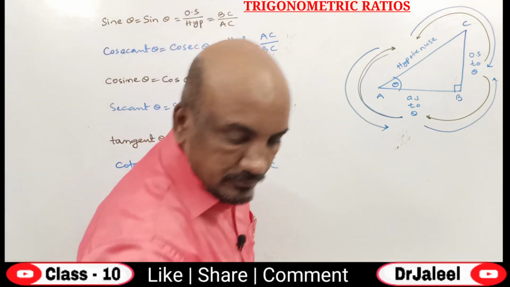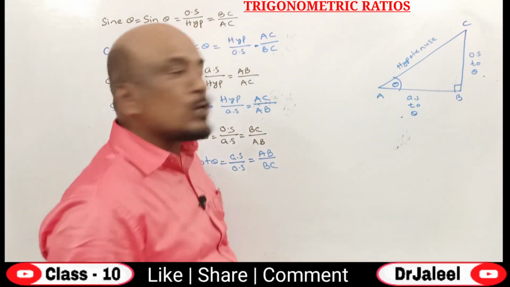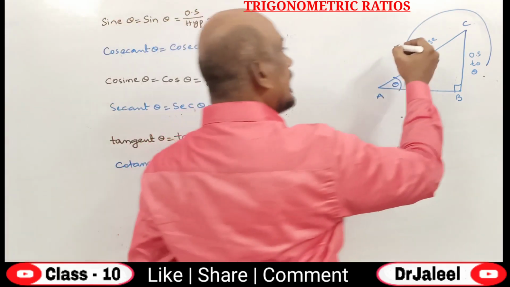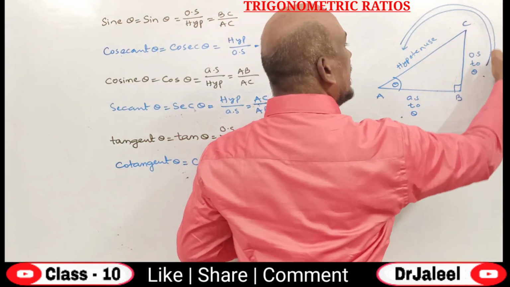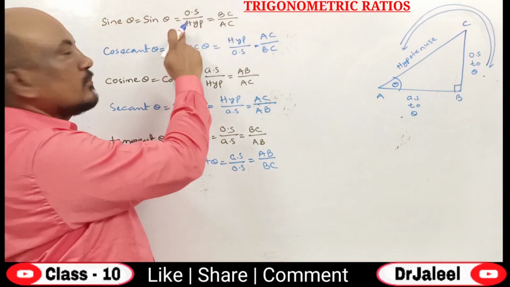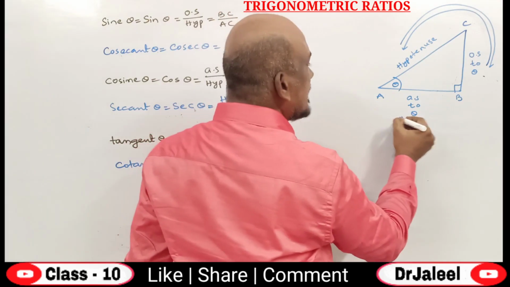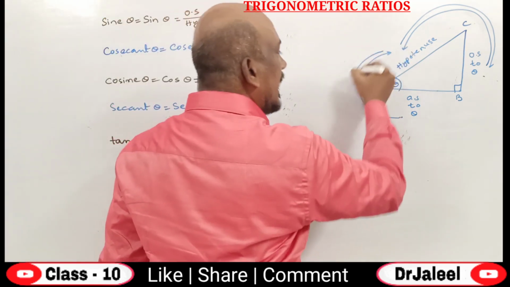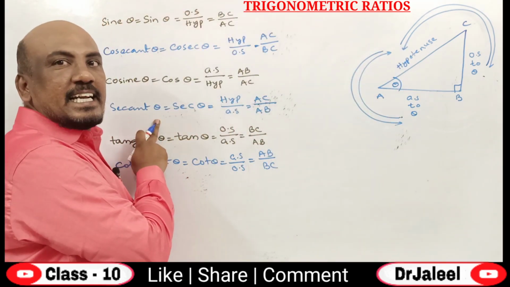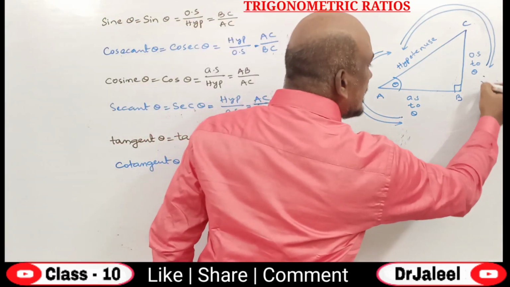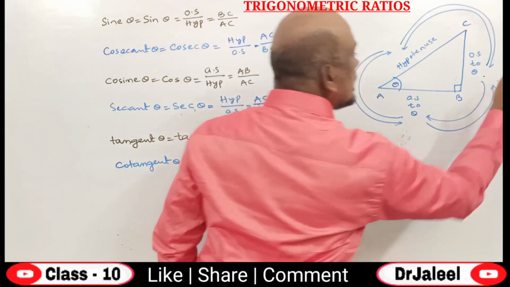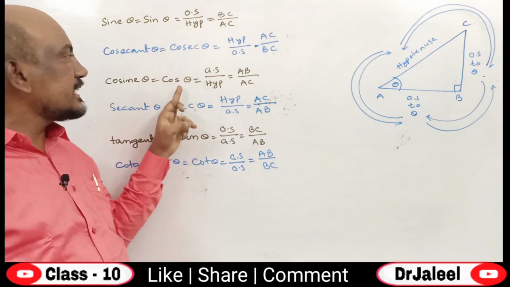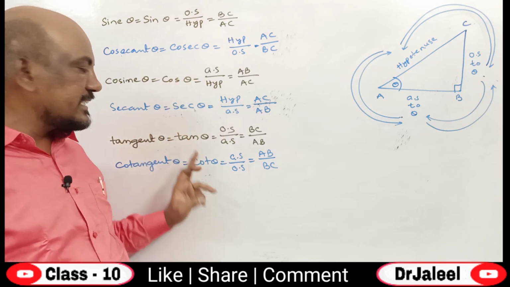So children, once again let me explain this part. The ratio of opposite side by hypotenuse is called sine, and hypotenuse by opposite is called cosec. Both are reciprocals to each other. Adjacent side by hypotenuse side is called cos theta, and hypotenuse by adjacent side is called secant theta, that is sec theta. And then opposite by adjacent is called tan, adjacent by opposite is called cot theta. So we have learned 6 ratios called sin theta, cosec theta, cos theta, sec theta, tan theta and cot theta.